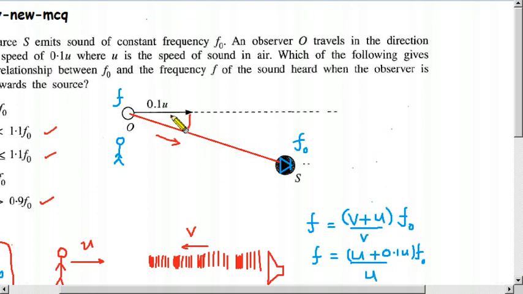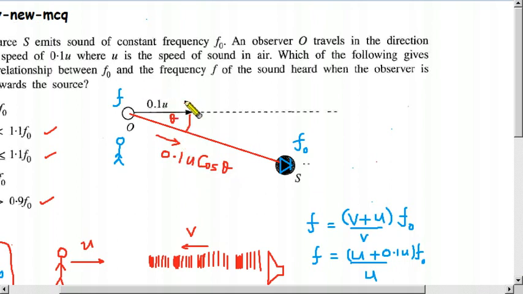So what is the value? If this angle is theta, we have to get the component of 0.1 u, that is cos theta. The component is 0.1 u cos theta. That is the actual velocity we have to use in the equation.